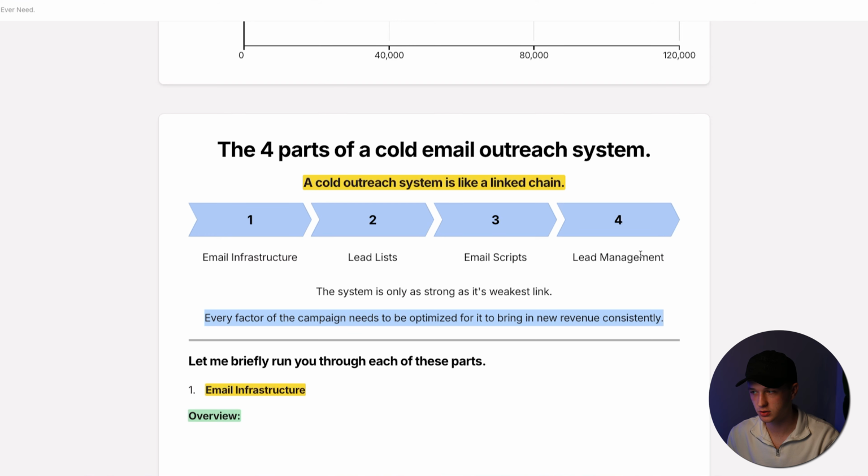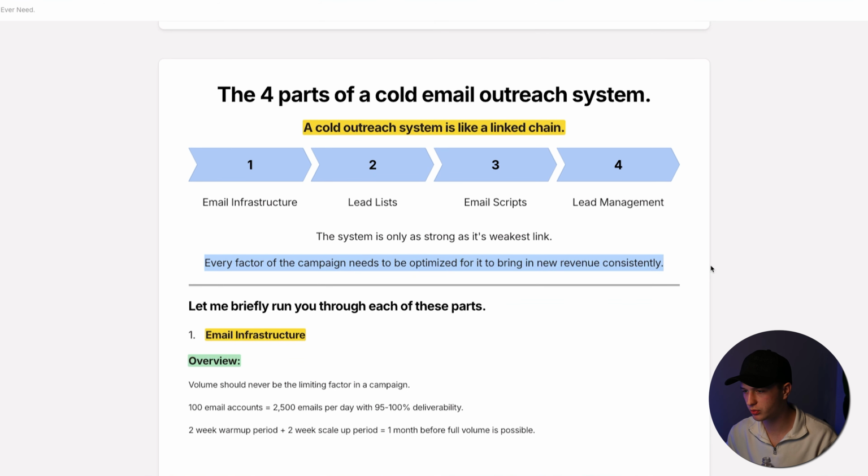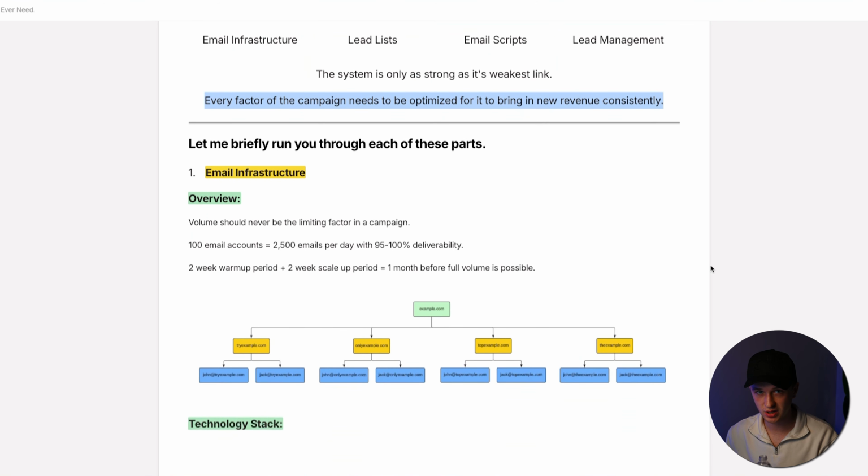All right, I want to make sure you guys understand that, but I'm going to briefly run you through all 4 of these steps so you fully understand how you do it. And this is a part of that blueprint that you can take action on here. So these are the complete action steps that you need to take.